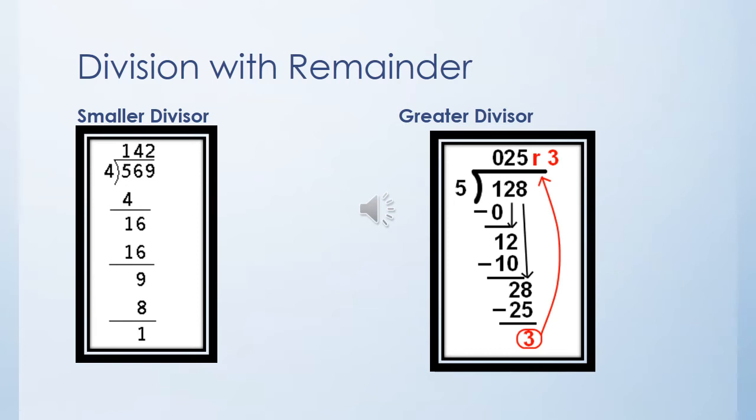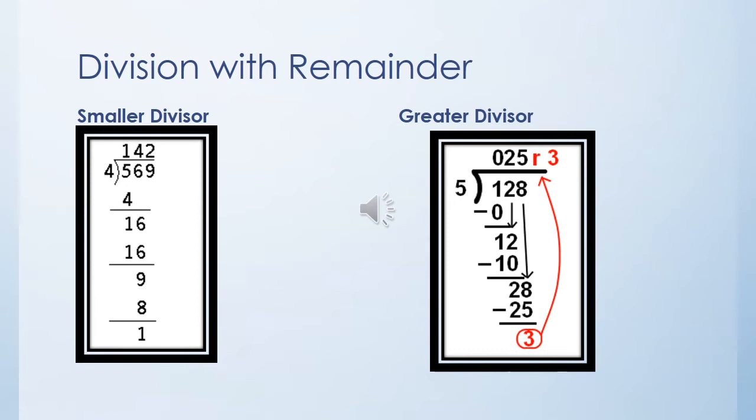Only one digit is left to divide, that is 9. Read the table of 4, which comes exactly 9 or less than 9. So 4 multiplied by 2, answer is 8. 9 minus 8 is 1. In this example you will get the remainder, that is 1, and 142 is the quotient.